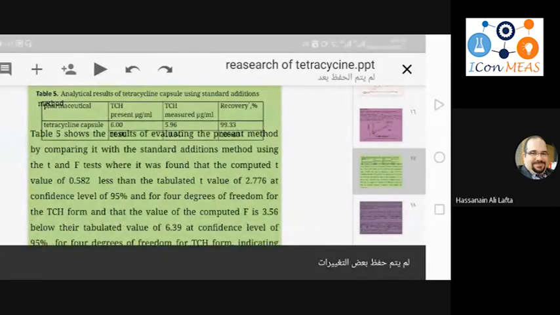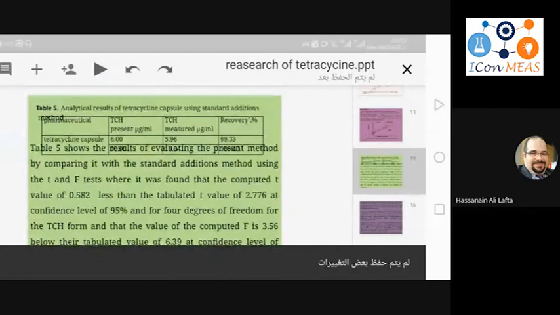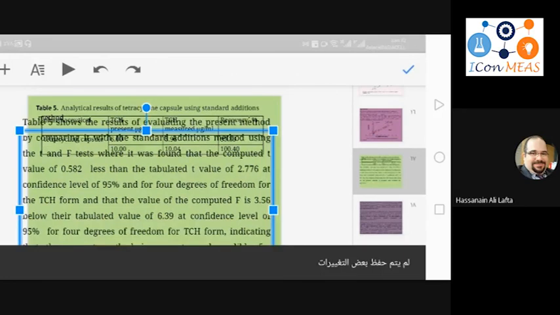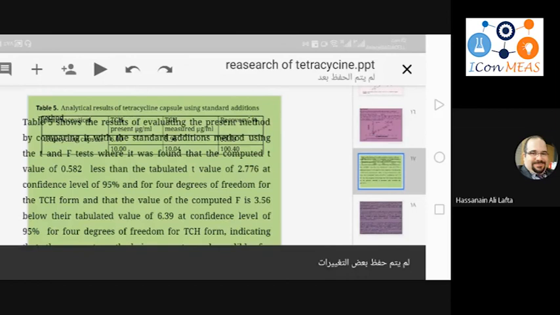Table 5 shows the result of evaluating the present method by comparing it with the standard addition method using the T and F tests, where it was found that the computed T value of 0.582 is less than the tabulated T.